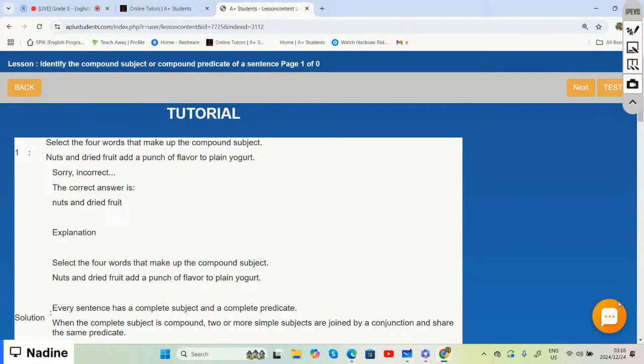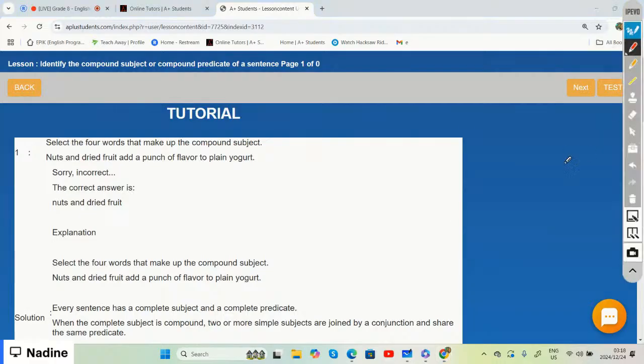And if we were to choose the four words that make up the compound subject, then we can say it is nuts and dried fruit. That is four words.